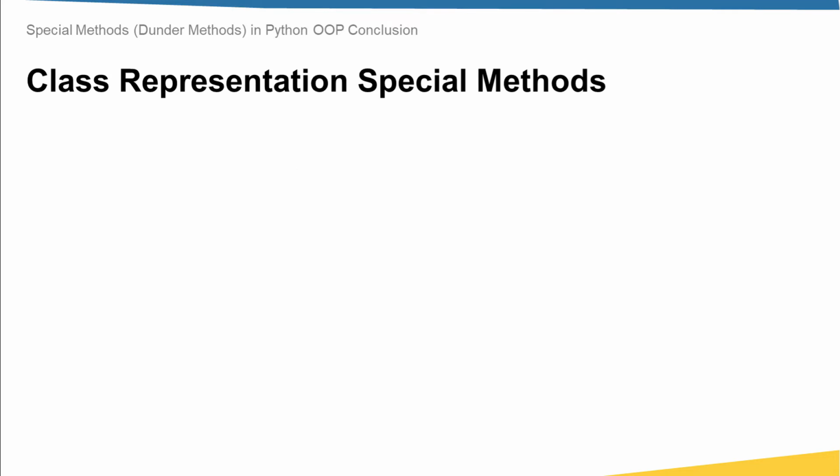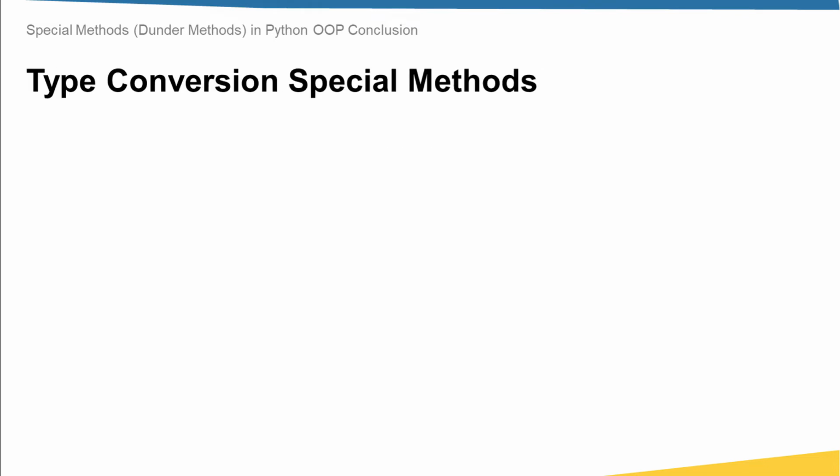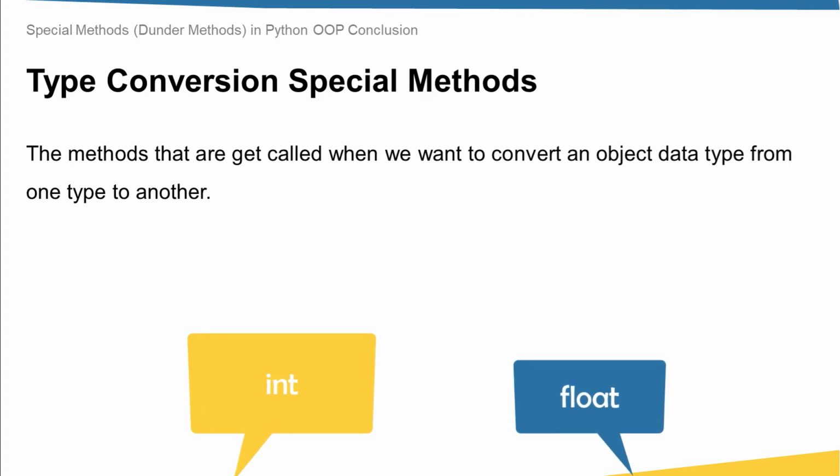Next, we learned about class representation special methods, and we saw that usually we use these methods to generate a representative value of our objects. This value could be human readable, like the case of the str function, or machine readable, like the case of the repr function. As we have seen before, str is a shortcut for string and repr is a shortcut for represent. Next, we learned about type conversion special methods, and we saw that these methods usually get called when we want to convert an object's data type from one type to another. In other words, these methods define how I want to convert my object into the required data type. Examples of these methods are int and float.